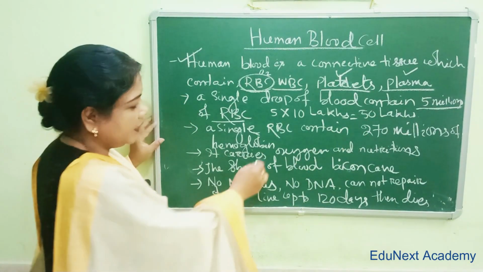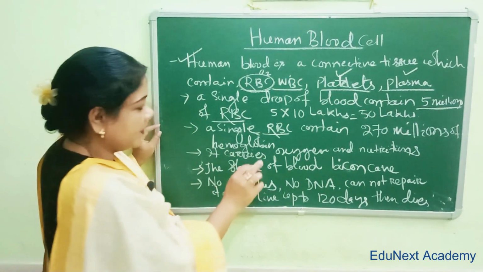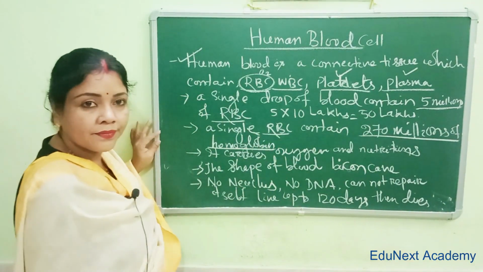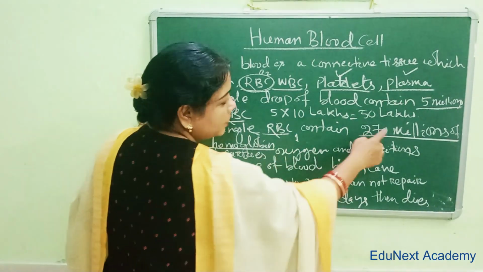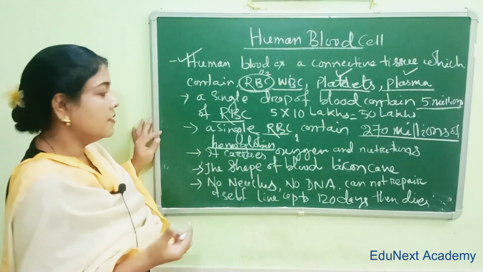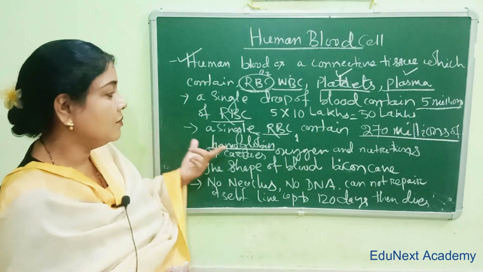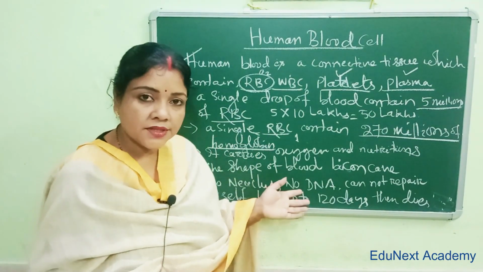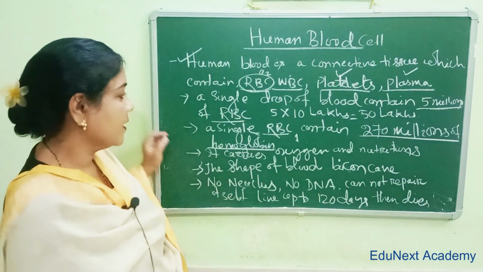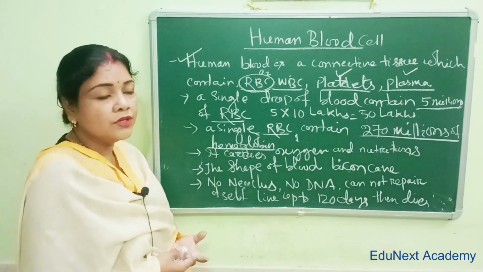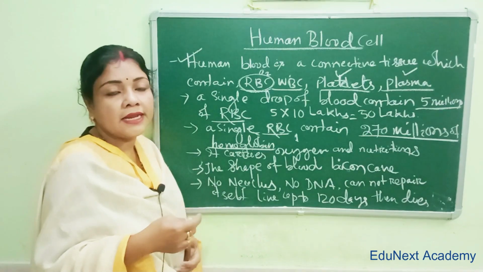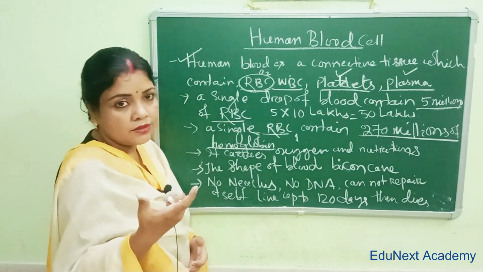Now if you consider a single RBC, you will get 270 millions of hemoglobin. A single RBC contains 270 million. Now you can imagine, in 5 millions of RBC, how much hemoglobin is present? 5 millions into 270 millions. So now you can imagine how many hemoglobins and RBCs are present in a single blood drop.